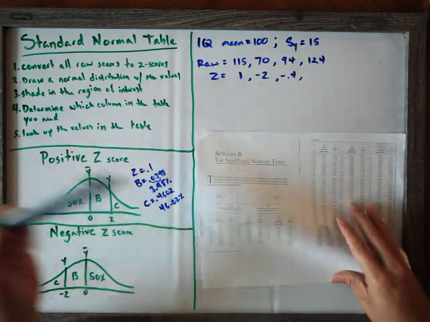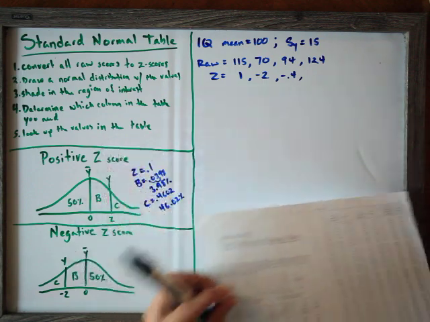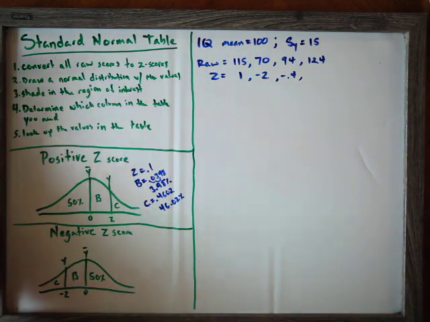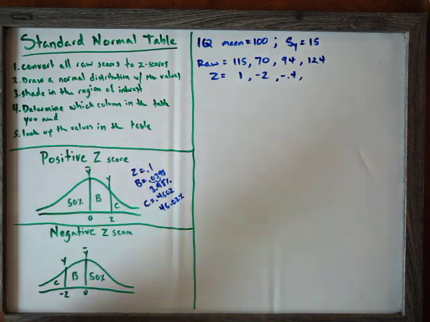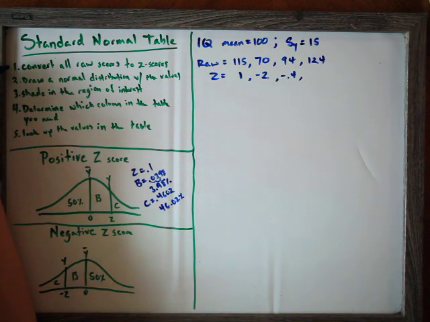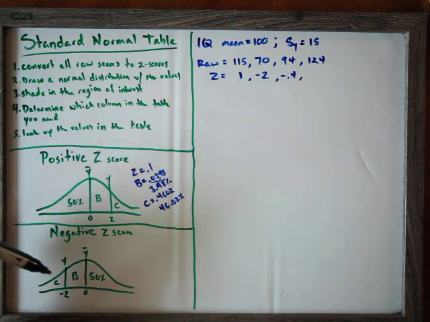Okay, so to use this standard normal table, there are 5 steps. The first step is to convert all the raw scores to z-scores, okay? Because the standard normal table uses z-scores. So that's always going to be step 1, convert all the scores to z-scores. Step 2 is draw a normal distribution, like one of these two, with all of the values that you are concerned with in the question.